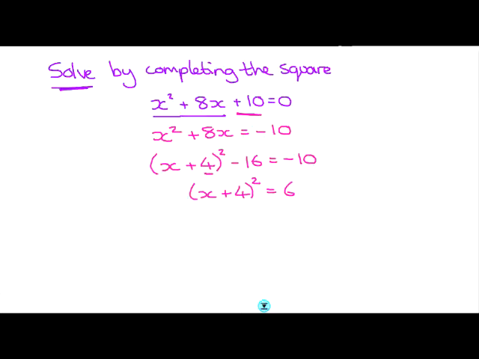Okay, so now I have to square root. That will give me x plus 4 on the left hand side, and the square root of 6. But it's very important to remember you get a plus and a minus value for every square root.